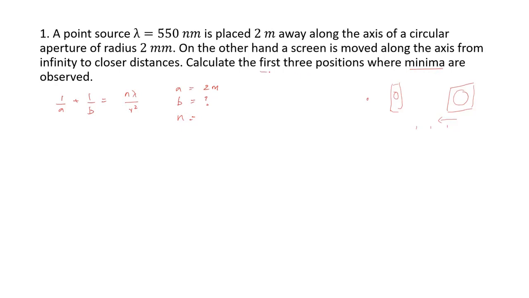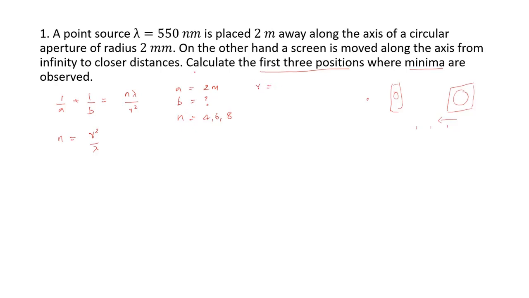We have to find the first 3 positions. So the first 3 positions are n equal to 4, 6 and 8. We are eliminating 2 because when we put 2, the equation gives B negative. So we are eliminating 2 and the possible values are 4, 6 and 8. So let's write an equation for n from this equation. So n is equal to r squared by lambda, and also r squared.